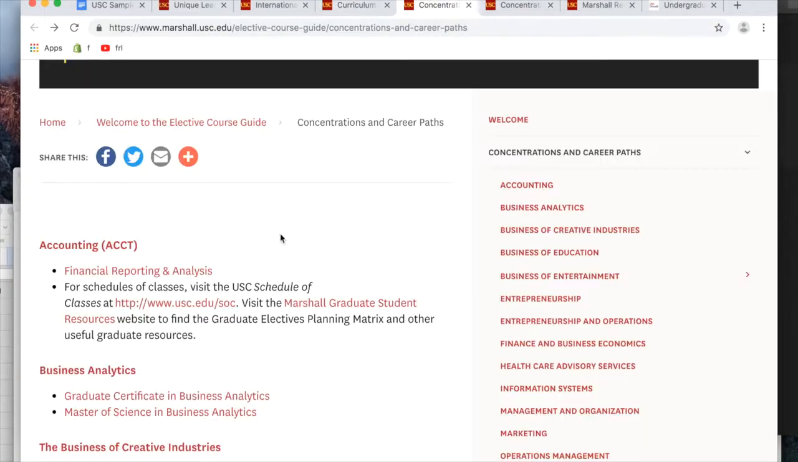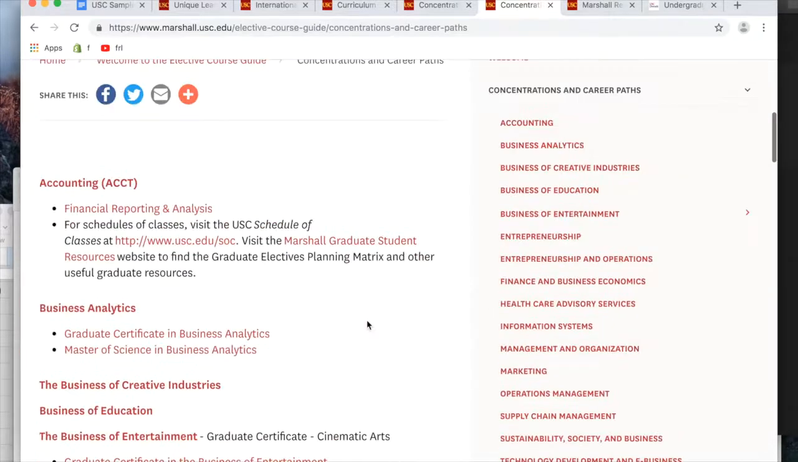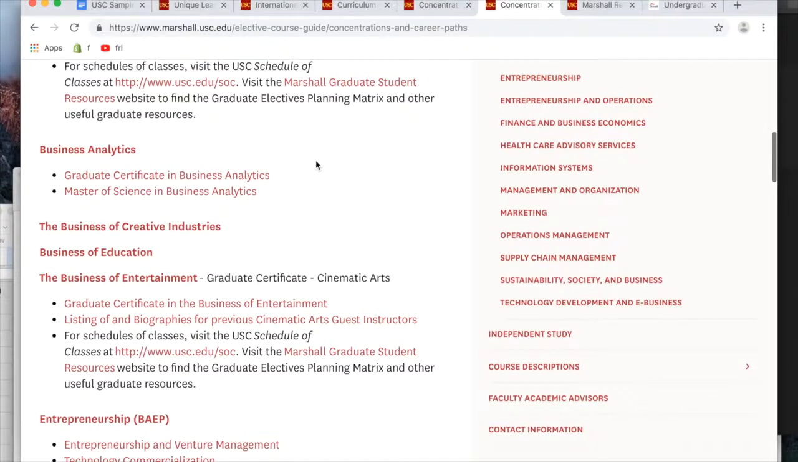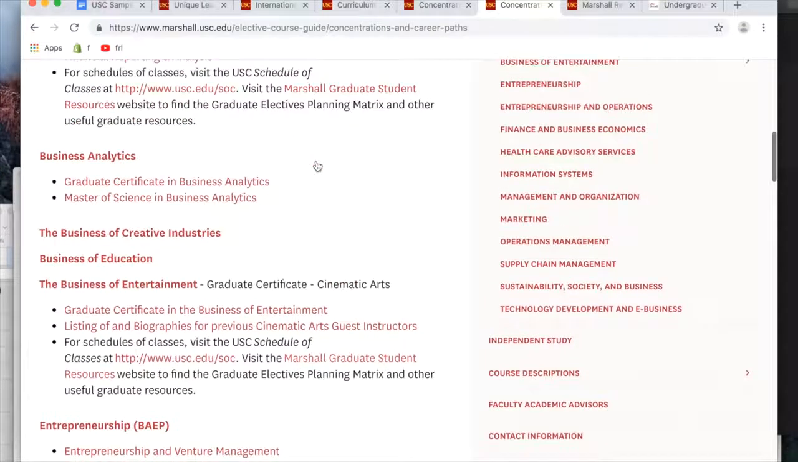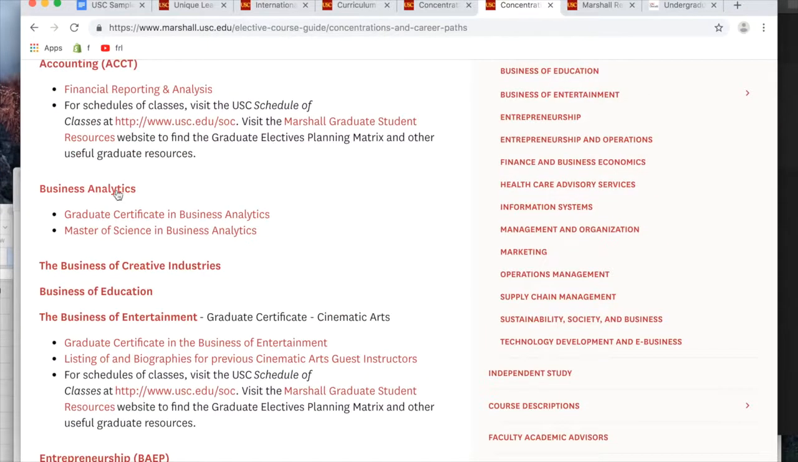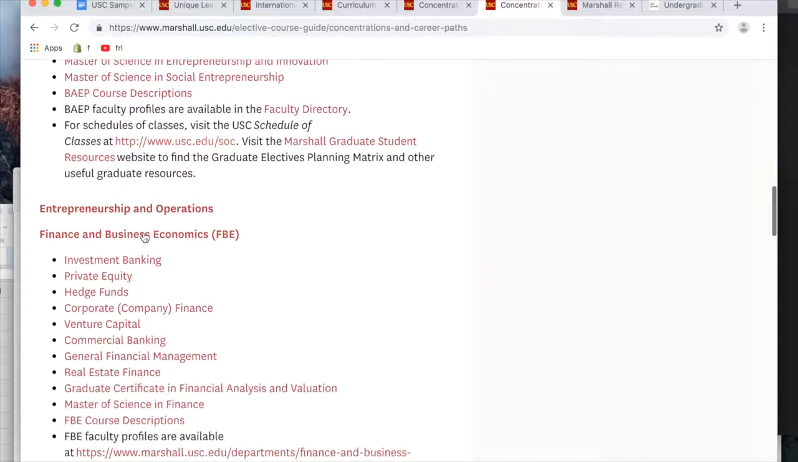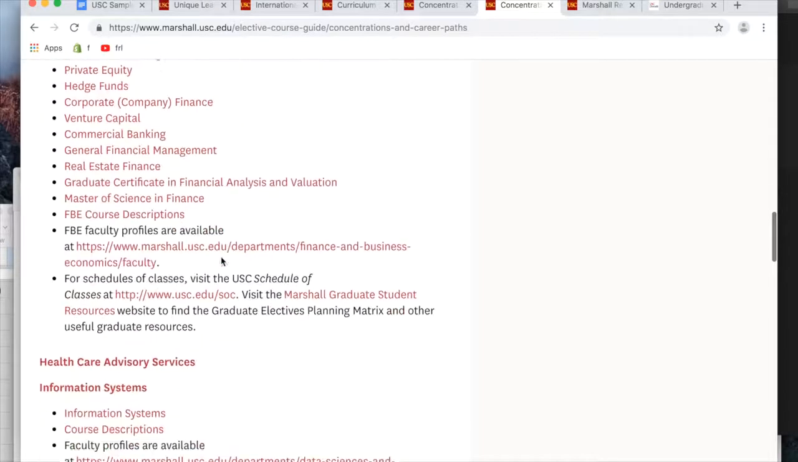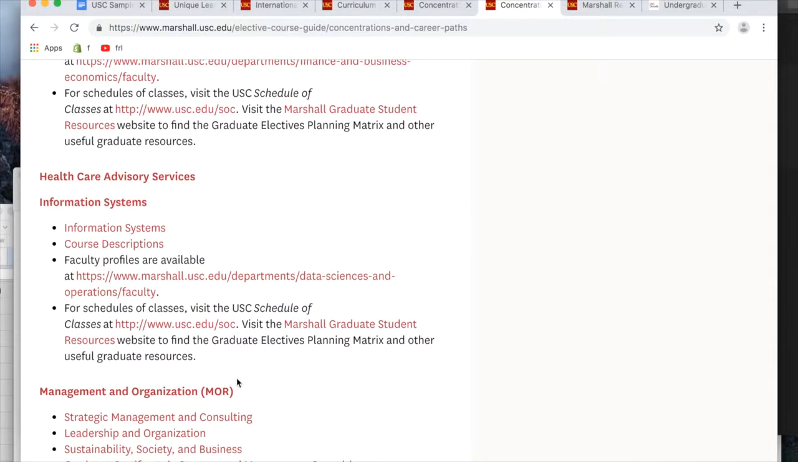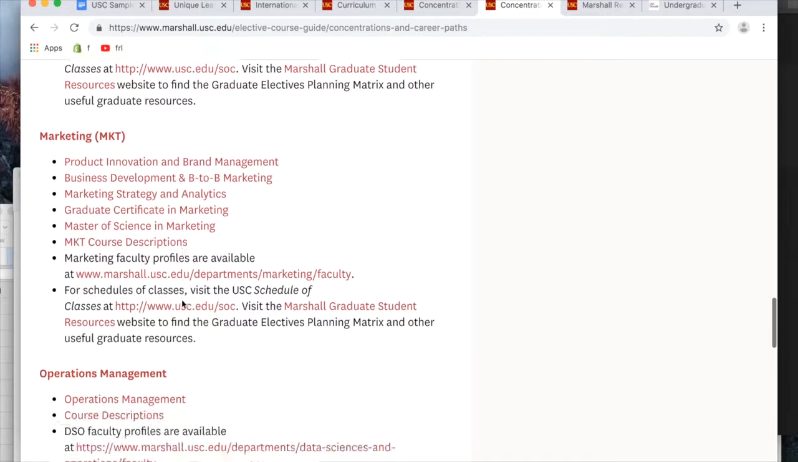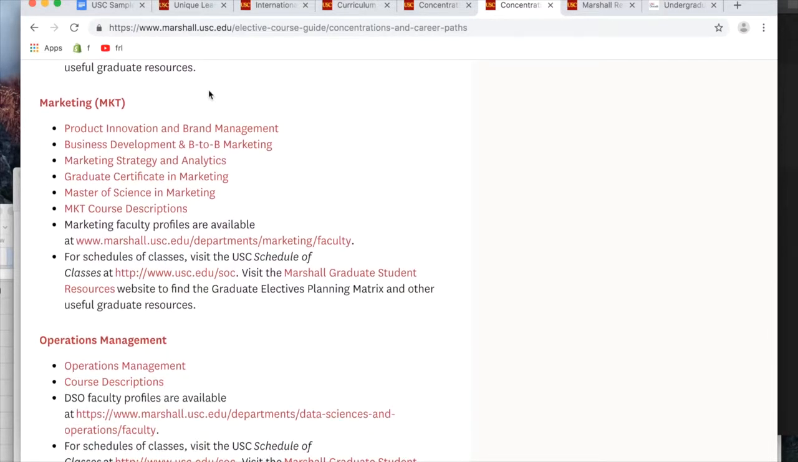Marshall itself has a lot of concentrations, and accounting is one of them. Entrepreneurship is another one. Just be careful in looking at this, because business analytics is only available for graduate students. Take a look at finance and business economics, information systems, management and organization, and marketing. This will be a very, very good page to go through in terms of relating yourself with what you want to do in the future and how Marshall can help you get there.